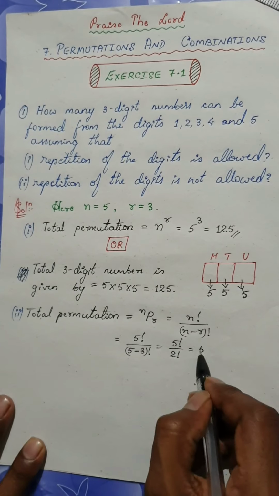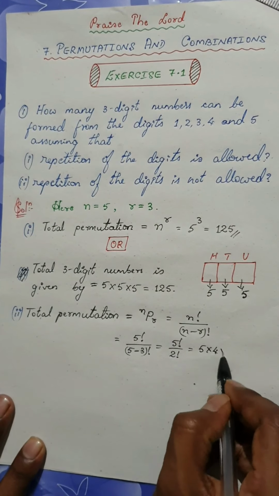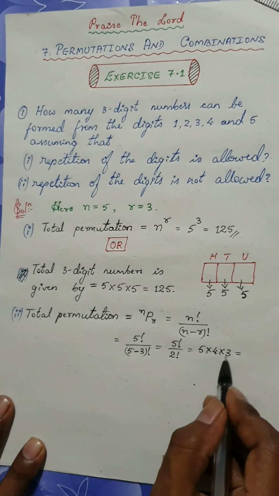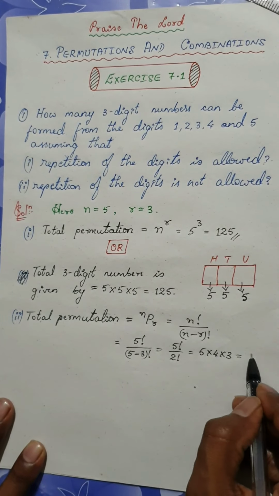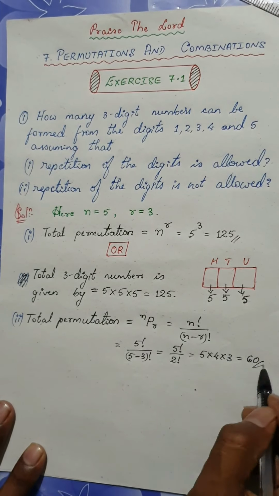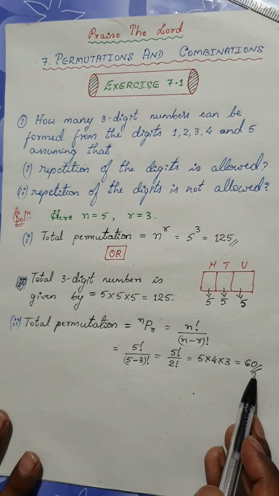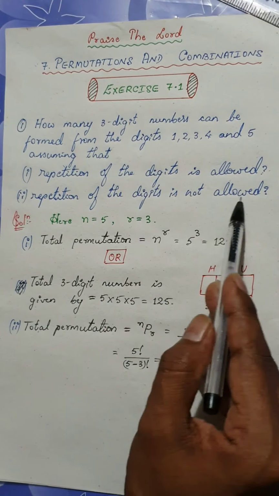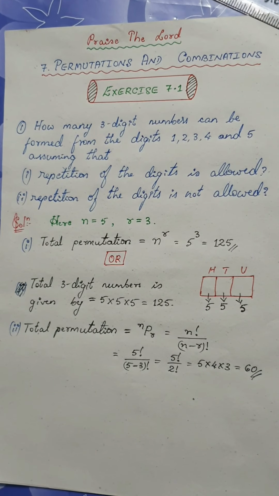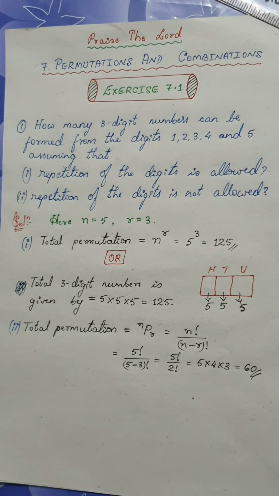This will be nothing but 5 into 4 into 3, because 2 factorial cancels with the denominator. Now 4 3s are 12, 12 fives are 60 numbers. So there are 60 3-digit numbers that can be formed using these 5 digits, provided repetition is not allowed. Okay, so this is the formula method.